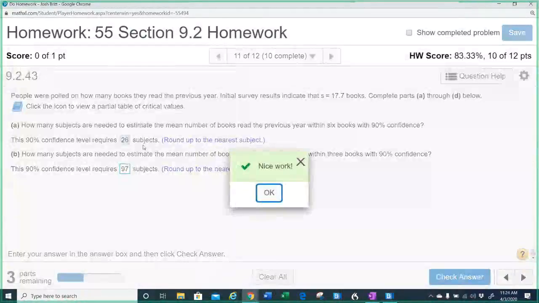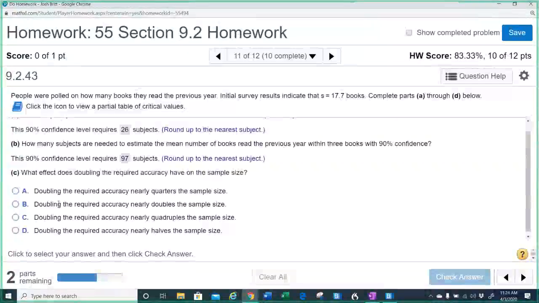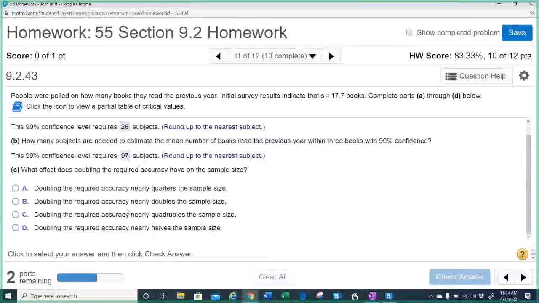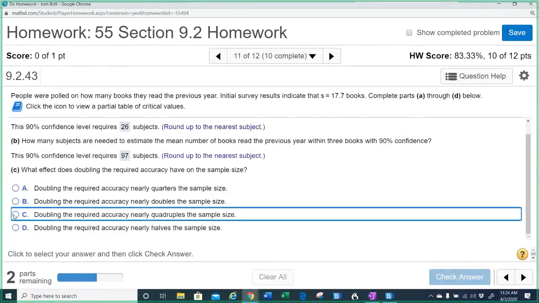Now, there is some leeway with the sample size questions. As you notice, we still got the same answer here, but you should have changed the 17.7 as the new standard deviation. Be sure to change that. And doubling the required accuracy, basically going from 6 books, which is wide, down to 3 books, which is narrow, makes your interval more accurate. Our sample size went from 26 up to 97, which is almost a factor of 4. So the sample size quadruples. So doubling required accuracy, nearly quadruples sample size.